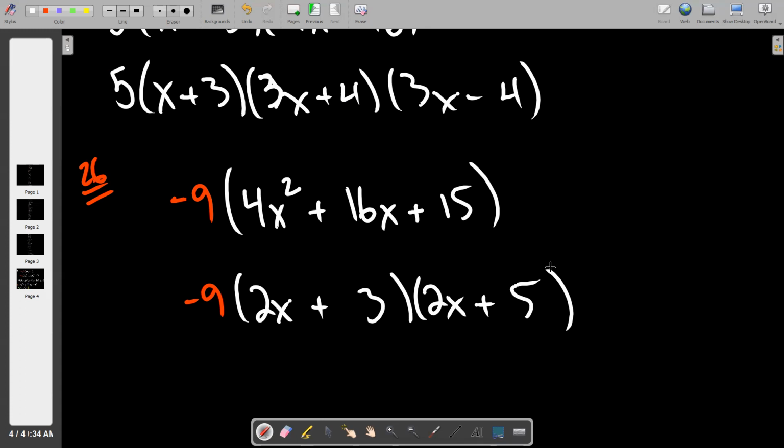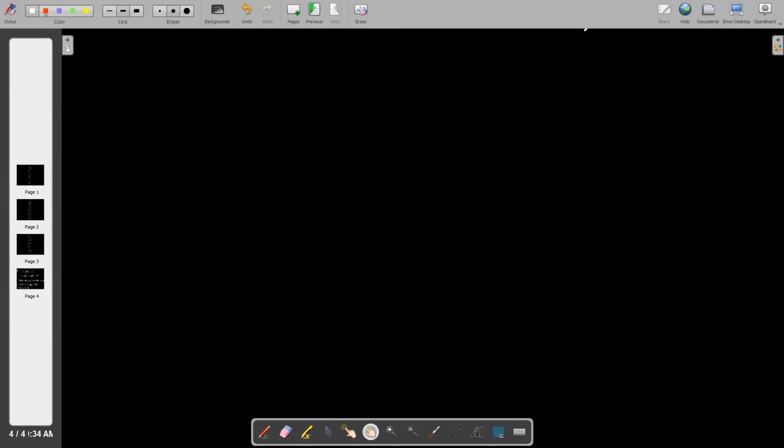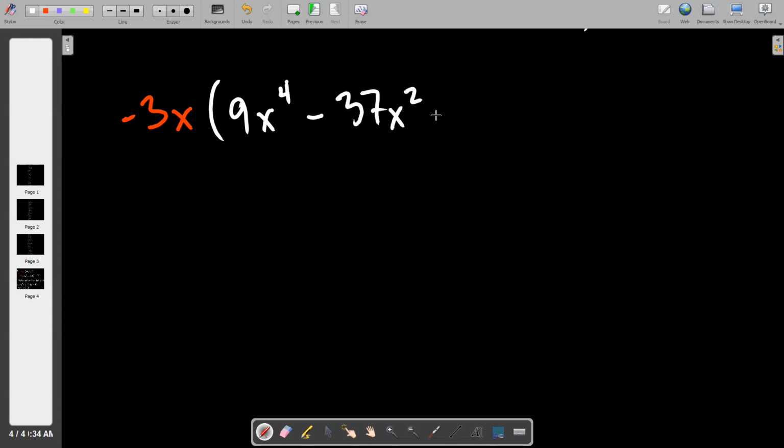So, all right, number 27. I wonder if there's a GCF. Yep, there's a GCF. So let's pull a negative, let's pull a 3, and let's pull an X. And that leaves us with 9x to the 4 minus, so sign change 37x to the 2, sign change 4. And this one reeks of the 9-1 template because 9 and 4 make 36, and 36 is close to 37.